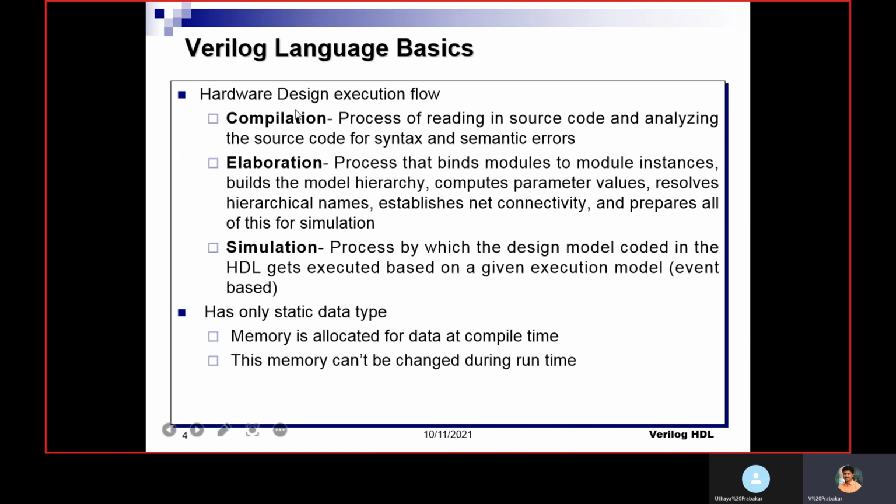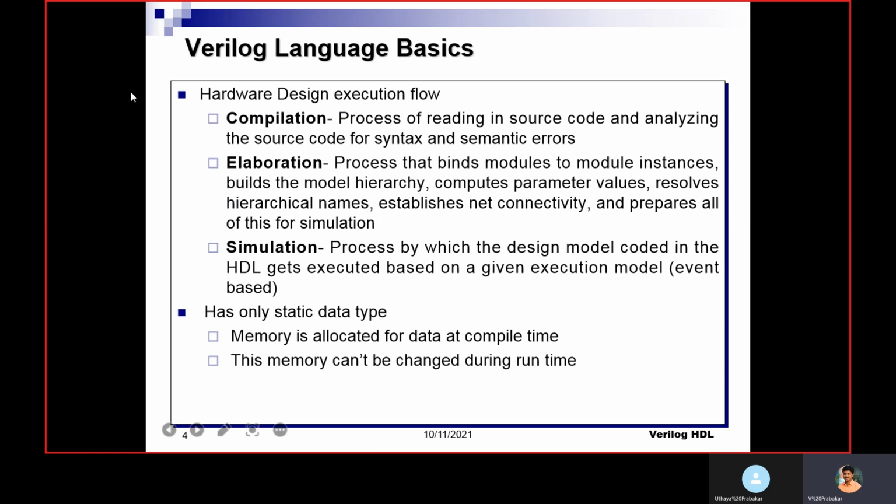Hardware language basics. Hardware design execution flow. So the design execution happens in three steps. First one is compilation. Process of reading the source code and analyzing the source code for syntax and semantic errors. Once the code is done, we need to do compilation first. So the processor will read all the source code and check for any syntax or semantic errors.